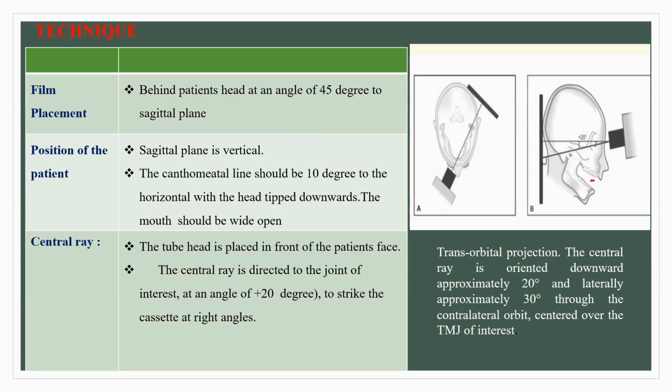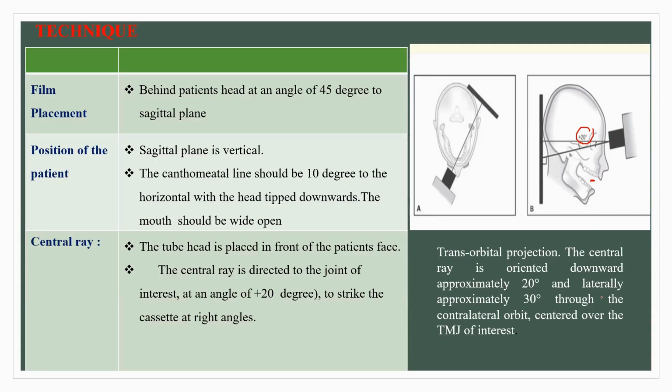How is the central ray going to enter? The tube head is placed in front of the patient's face. You can see over here, this is your PID placed in front of the patient. The central ray is directed to the joint of interest at an angle of +20 degree, to strike the cassette at right angle. So the cassette is placed at an angulation of 45 degree behind the patient's head, and the central ray is going to strike at an angulation of +20 degree.